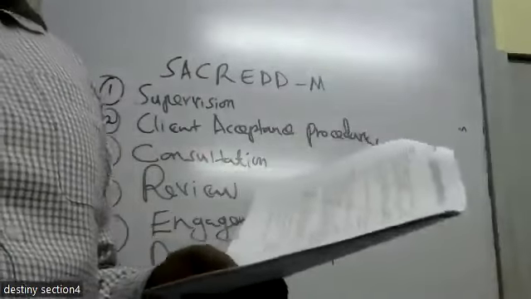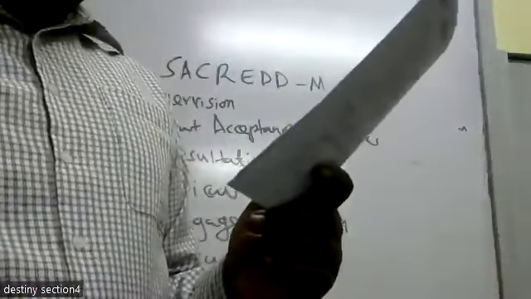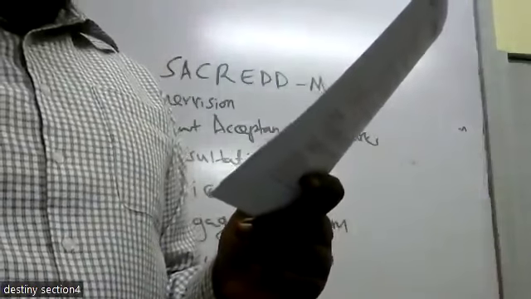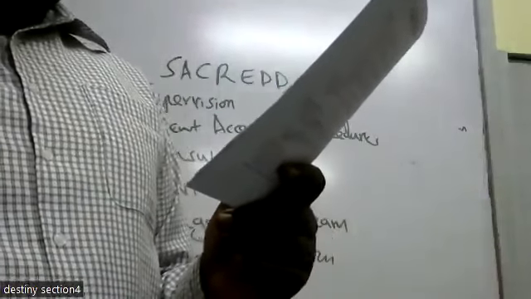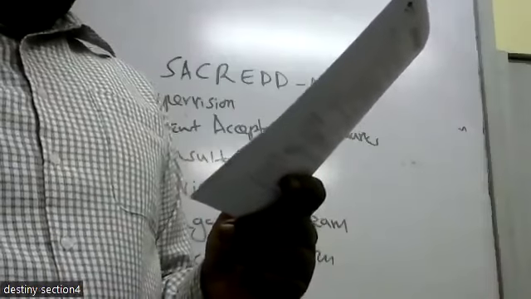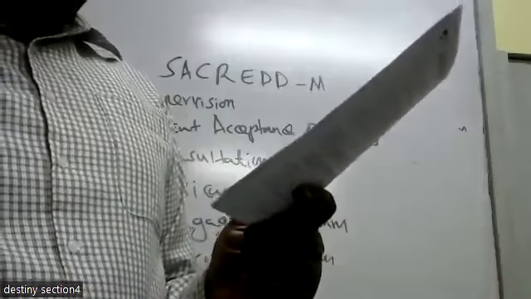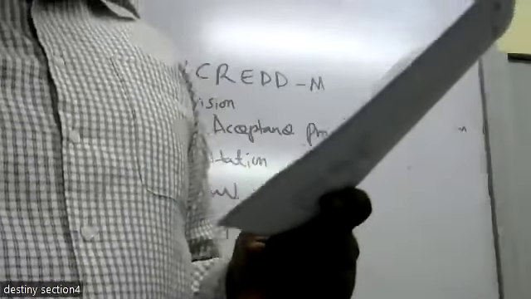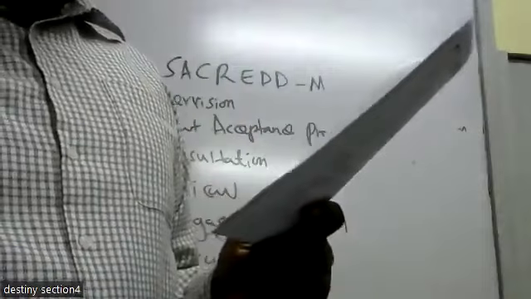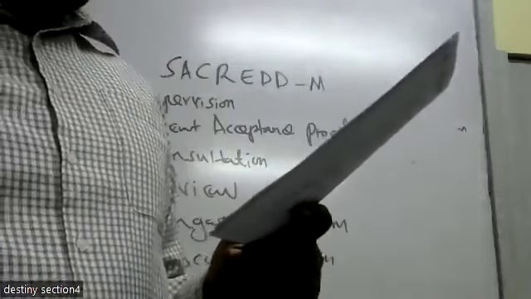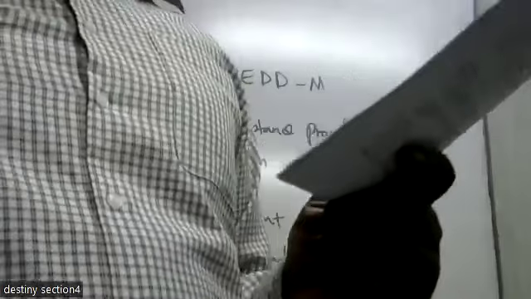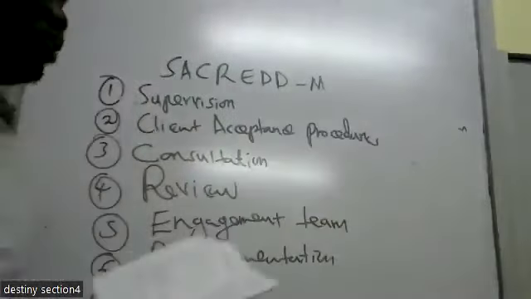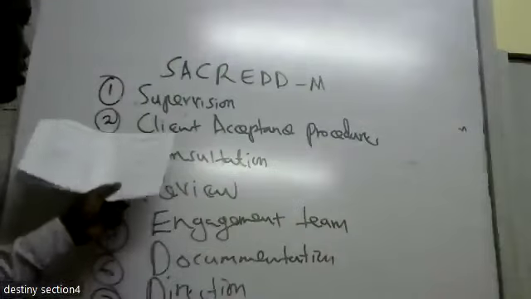November 2015, question 1C. The question reads like this: in the context of International Standard on Auditing ISA 220, quality control for an audit of financial statements, discuss the quality control procedures the engagement partner might consider in each of the following: 1, client acceptance; 2, engagement team; 3, direction. These are the matters to be considered.